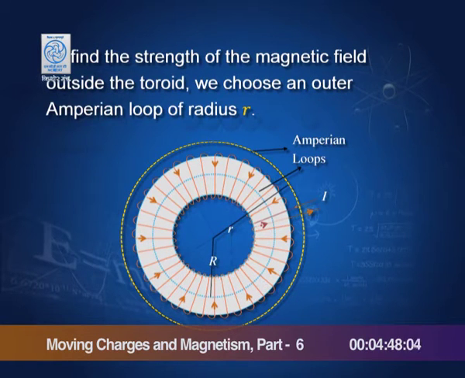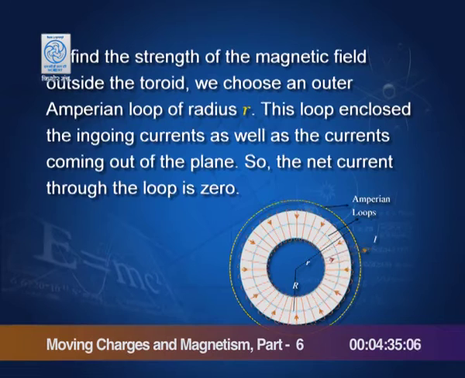To find the strength of the magnetic field outside the toroid, that is simple. Outside the toroid, you draw a circle of radius r, but this includes now the ingoing as well as outgoing currents, and therefore, the net current through this outside loop is 0. Therefore, the field outside the toroid will be 0. So, the net current through the loop is 0.